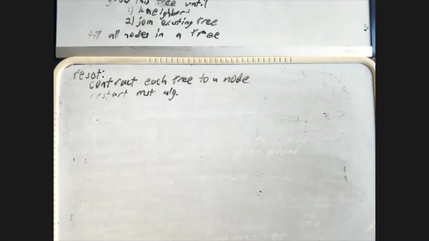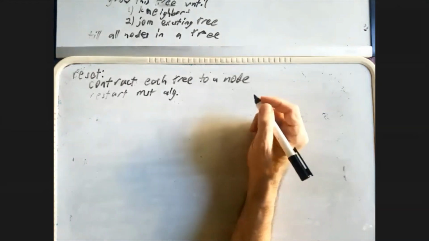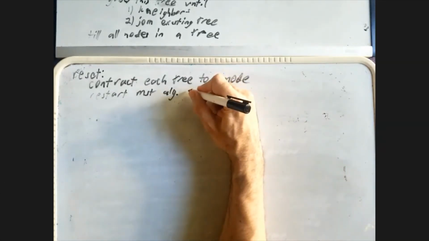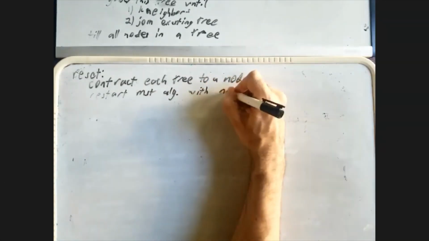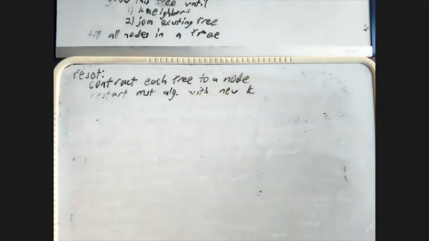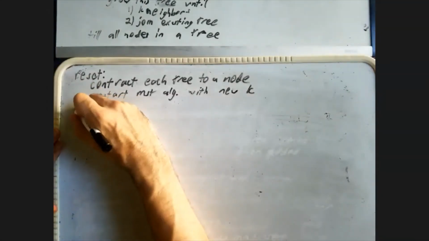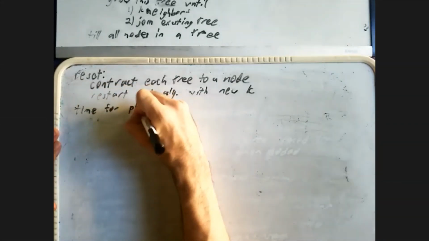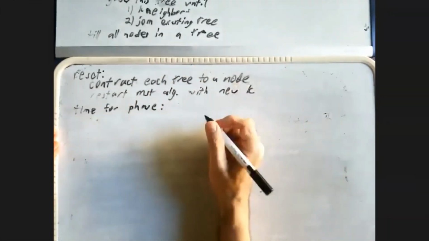Because notice that once I've contracted all of the trees, I've got a brand new minimum spanning tree problem. But I'm going to use a new K, a different boundary size parameter. And let's think about how I can play with those parameters. Okay, so what's the time for a phase when I'm using parameter K?